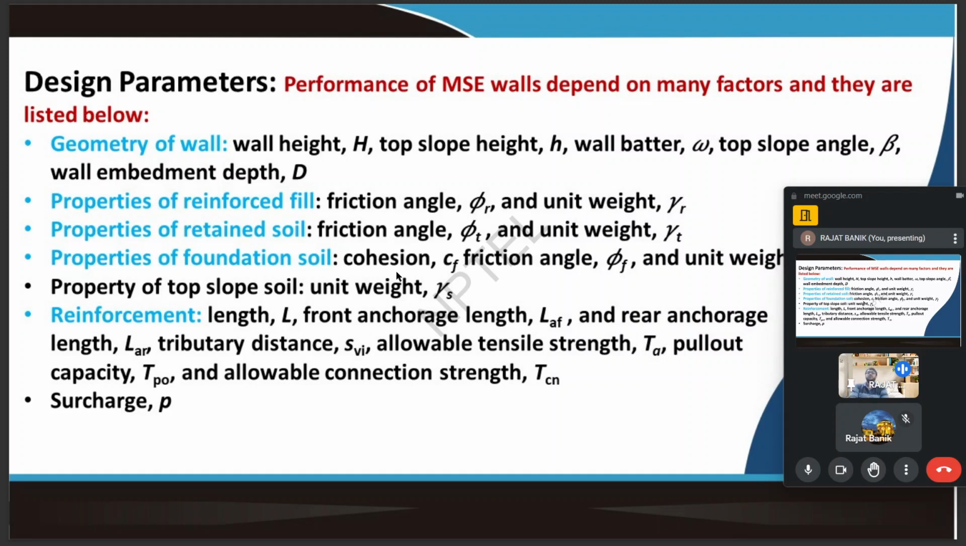Then we also need to consider the properties of the reinforced fill, whether it is capable of taking the loads or not. For this, we need to check the friction angle and unit weight of the reinforced fill. And again, we need to check the properties of the retained soil: the friction angle and unit weight of the retained soil.